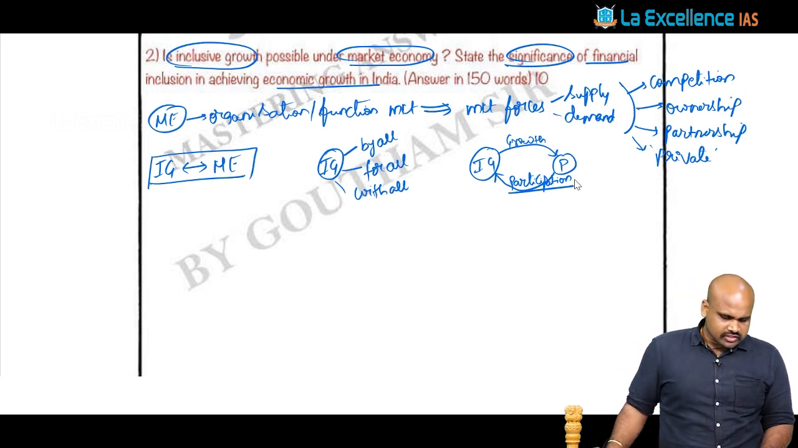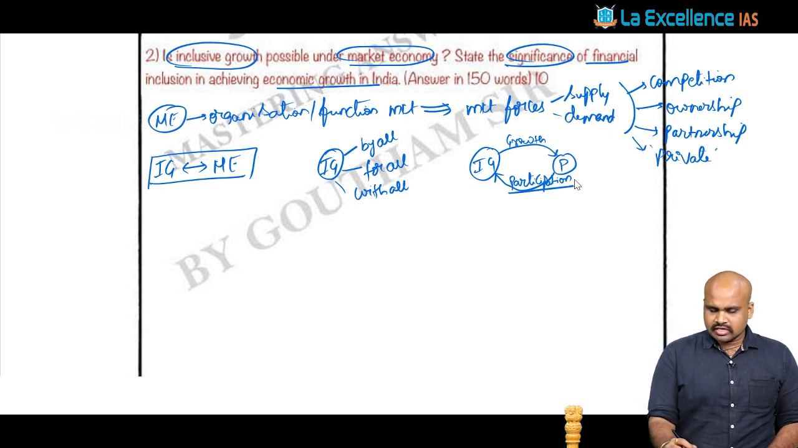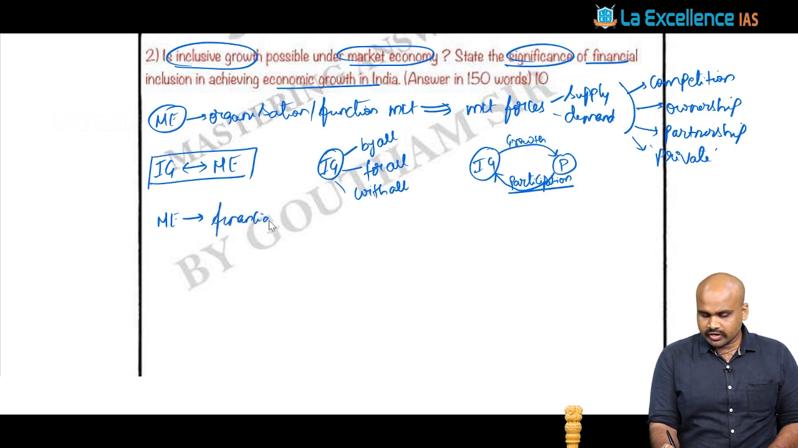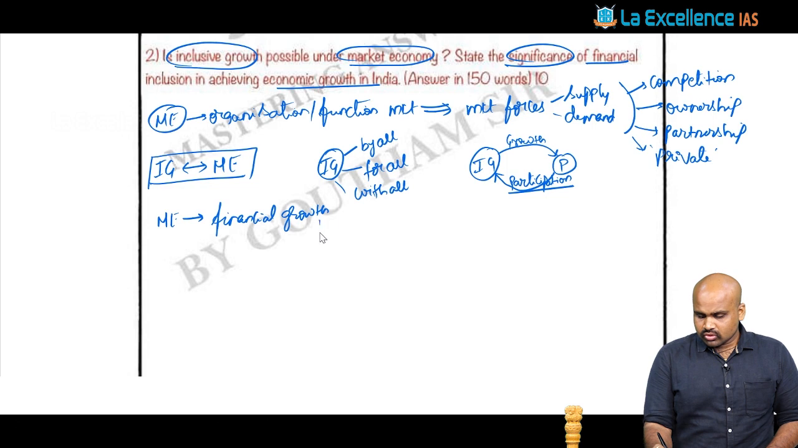With such consideration and understanding of the market economy, you can state that a market economy would majorly promote financial growth. Certainly the market economy would promote financial growth. Now in this context of financial growth, you know that only one component of inclusive growth is met.